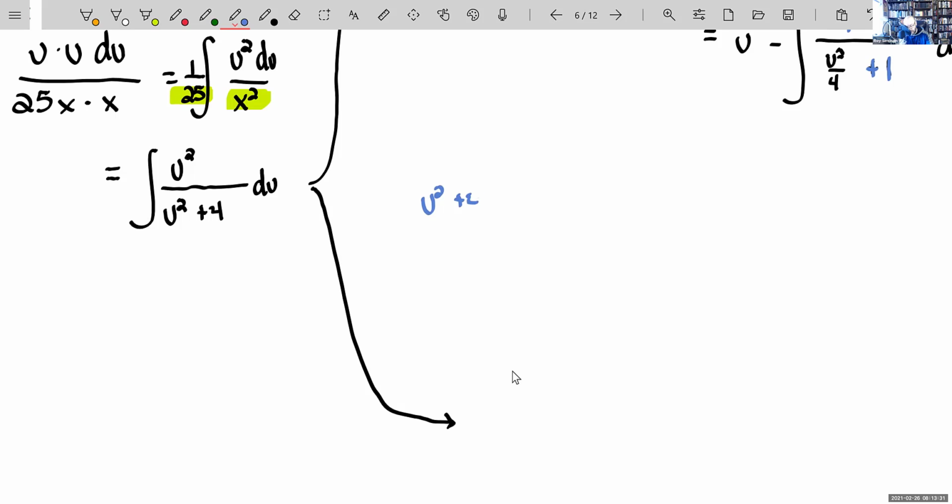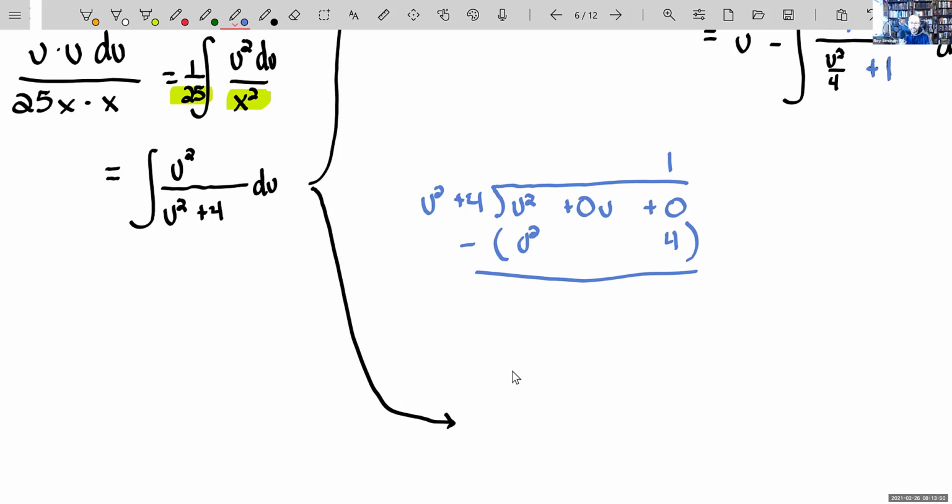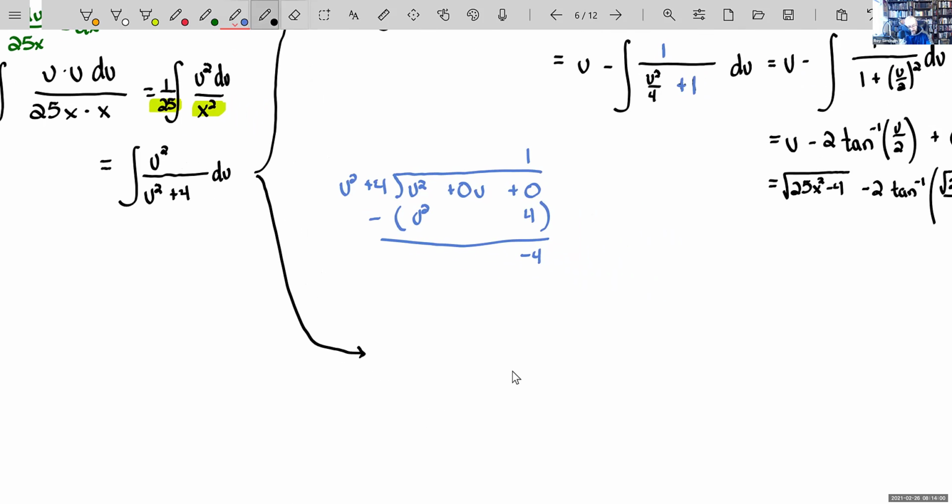U squared plus 4 goes into u squared plus 0u plus 0. Well, u squared goes into u squared once. Multiply back through. U squared, 1 times 4 is 4. Do a little subtraction, just like you did back in arithmetic. U squared minus u squared is gone. 0u minus 0u, that's gone. 0 minus 4 is a negative 4. And now I know negative 4 is the remainder, and that integral becomes the integral of the quotient 1 plus the remainder, but the remainder is negative 4 over the divisor.